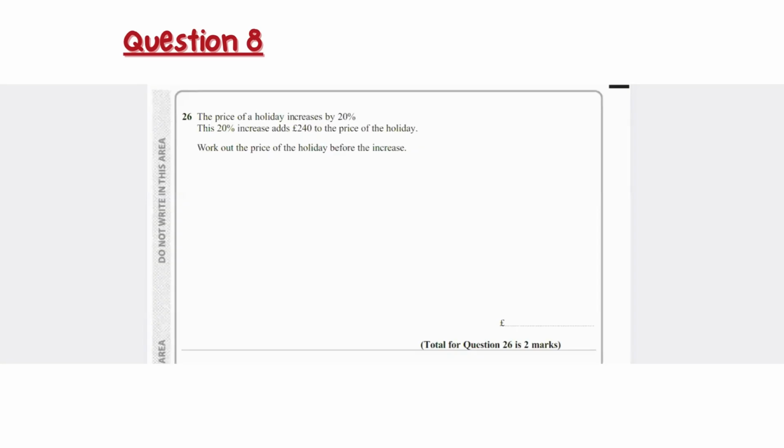Question number 26, it says the price of a holiday increases by 20%. This 20% increase adds 240 pounds to the price of the holiday. Work out the price of the holiday before the increase.